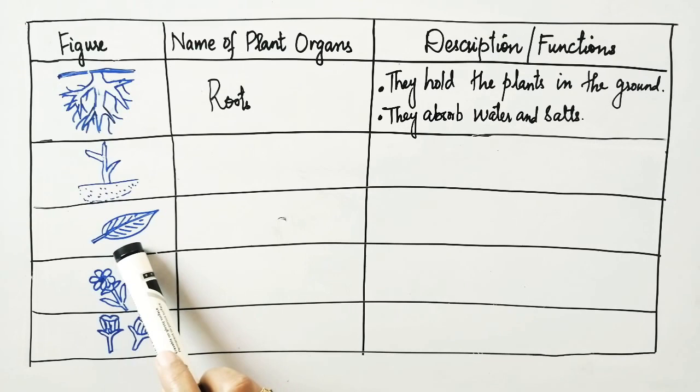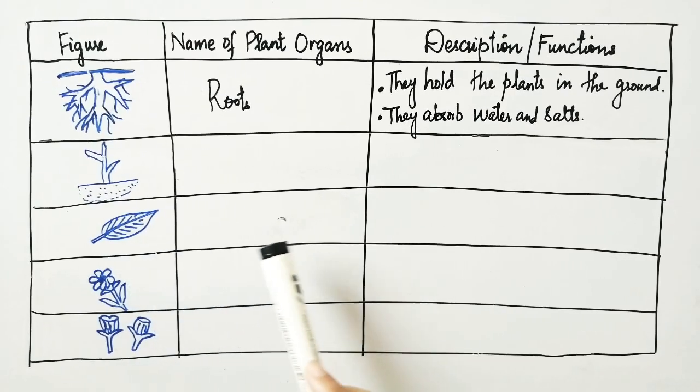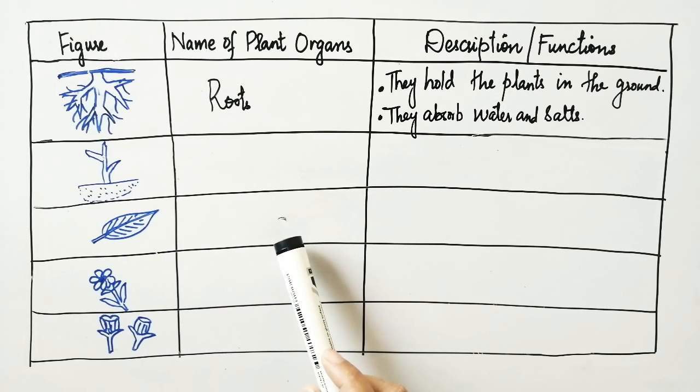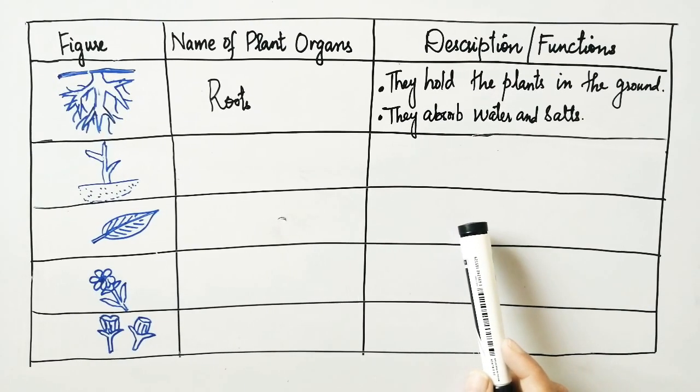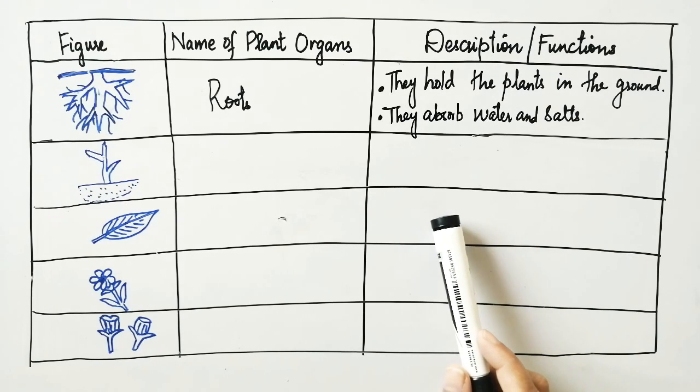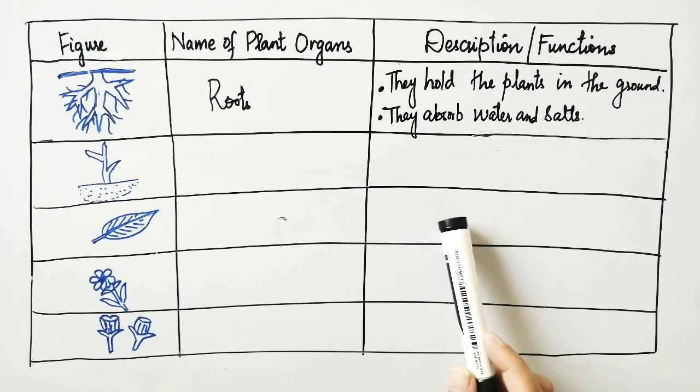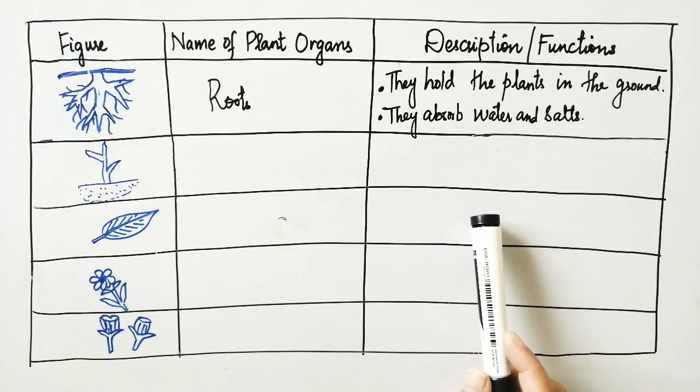Then third one is leaf, and you know very well leaves are very important, you can also say the food factory of the plant, and where the photosynthesis occurs. And in this part of the plant, basically plant make their food, and they come in all shapes and sizes. They have various shapes and sizes as well. So it's up to you that what else you know about the leaf you can write here.